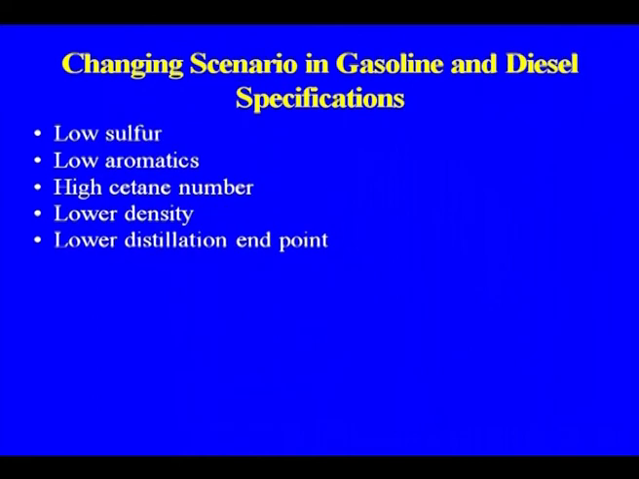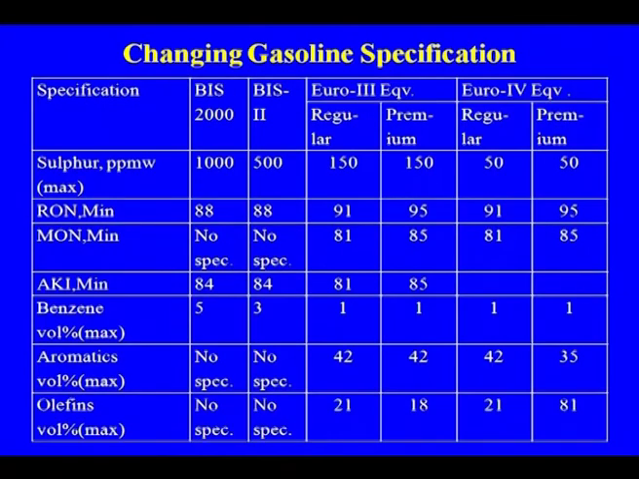Low sulfur, low aromatics, high octane number, because the octane number requirement has also changed, lower density, lower distillation end point. This is the Euro norms, and if you see the Euro norms, now we are going for the 50 sulfur content.